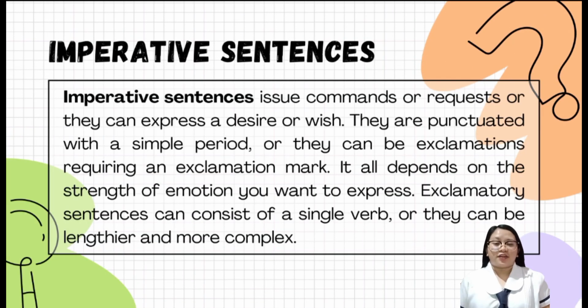The second kind of sentences according to function is the imperative sentences. When we say imperative sentences, they issue commands or requests, or they can express a desire or wish. They are punctuated with a simple period and they can be exclamations requiring an exclamation mark, and it all depends on the strength of emotion you want to express. Exclamatory sentences can consist of a single verb or they can be lengthier or more complex.